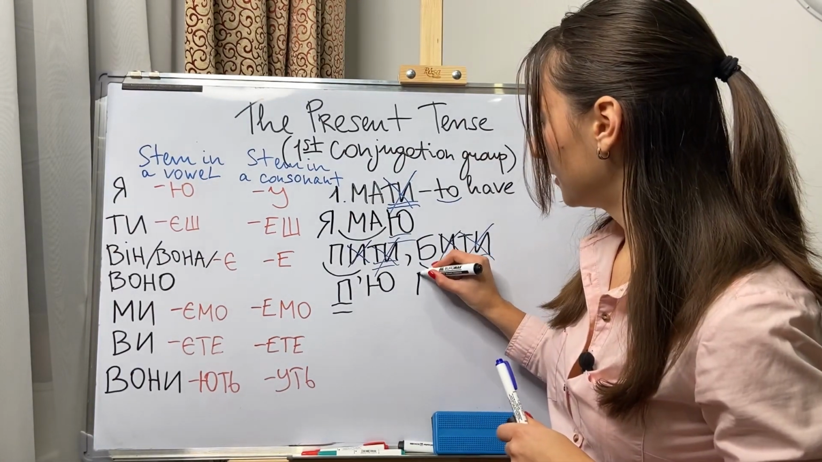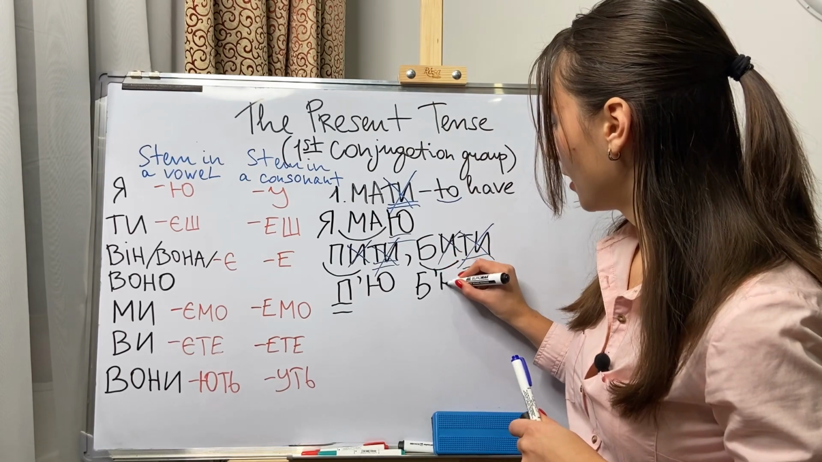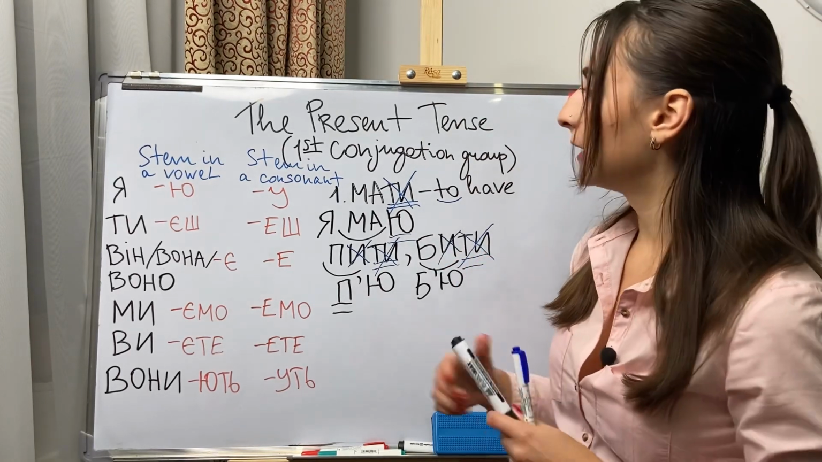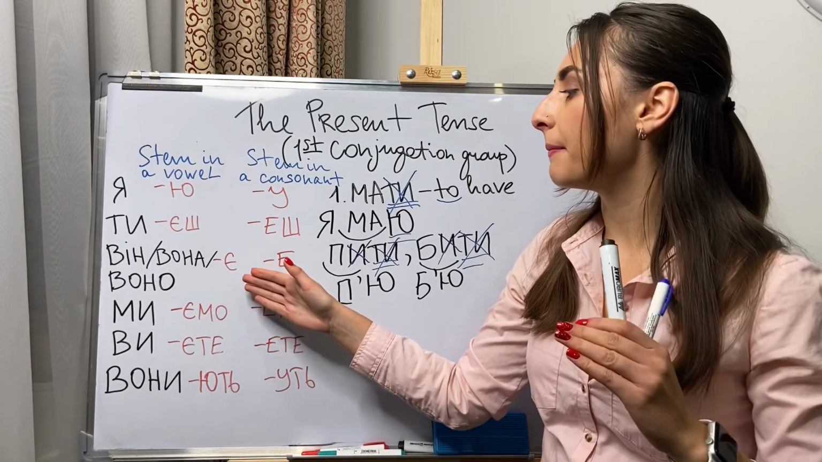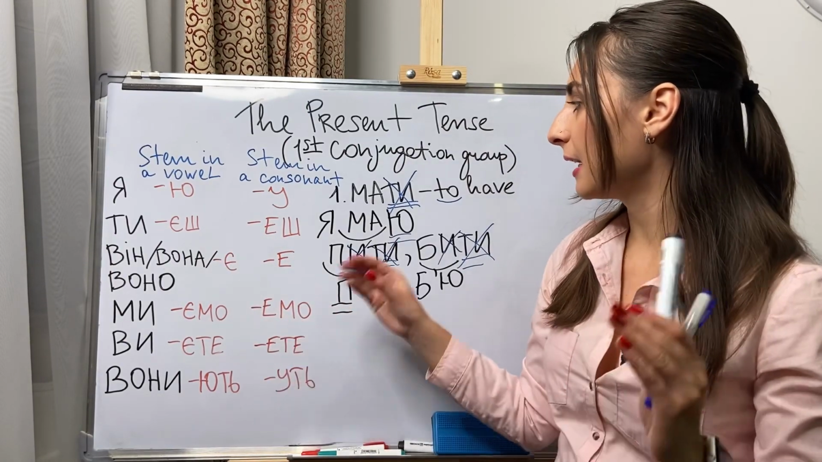The same with the бити, to beat. You write b, apostrophe, and then you repeat the same endings. Я б'ю, ти б'єш, він, вона, воно б'є, ми б'ємо, ви б'єте, вони б'ють.